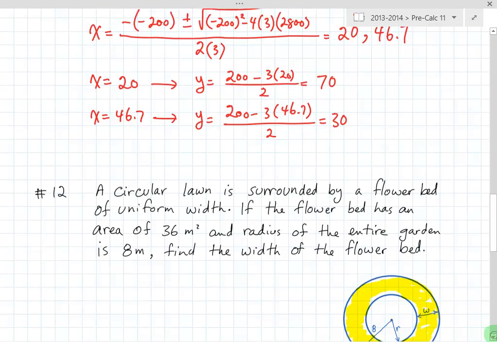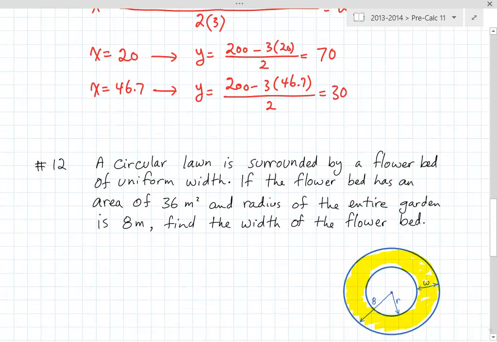On the same page, I believe. A circular lawn is surrounded by a flower bed of uniform width. If the flower bed has an area of 36 square meters and the radius of the entire garden is 8 meters, we want to find the width of the flower bed.